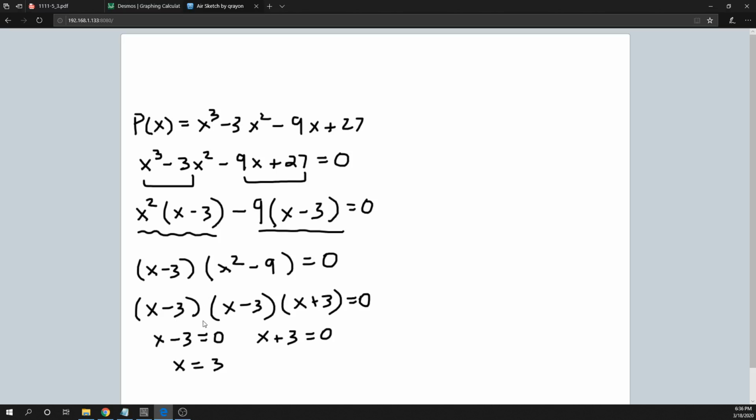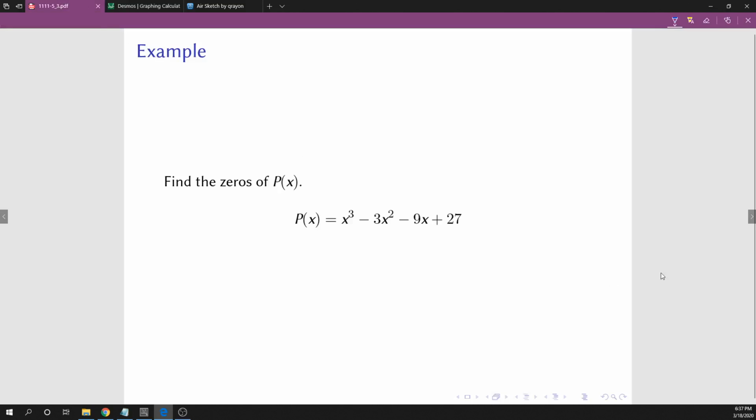So later on we'll talk about this and say that 3 is a 0 of multiplicity 2, whereas with this other factor, x equals minus 3, this is a 0 of multiplicity 1, because in the factored form, the x plus 3 only appears in there one time. Okay, but that's for another video. Right now we're just finding zeros, and that's our answer on this one. All right, let's take a look at the next example.